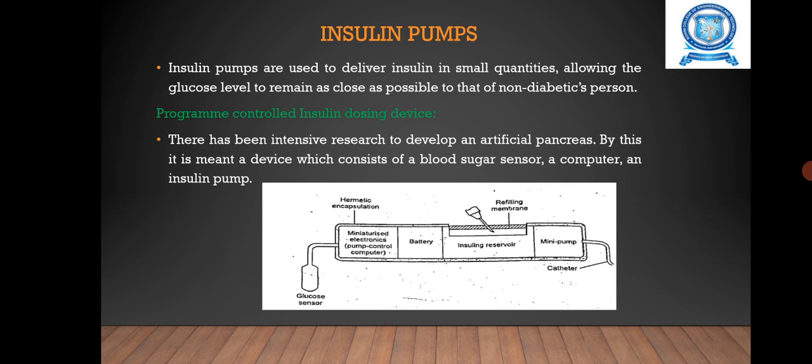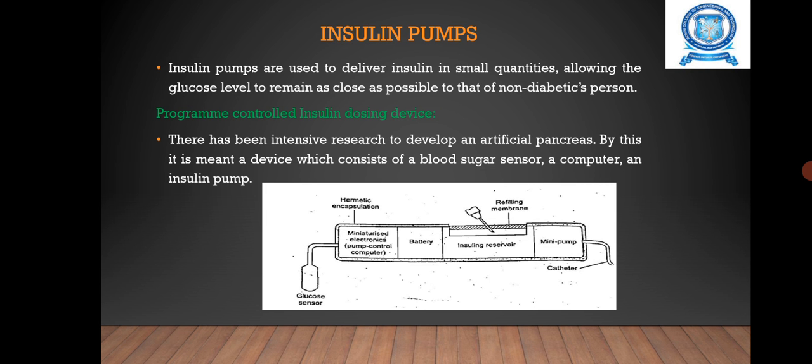Programmed control insulin dosing device. There has been intensive research to develop an artificial pancreas. By this, it is meant a device which consists of a blood sugar sensor, a computer, and an insulin pump. Such a system would bypass the body's own insulin pump. Here, the development of a glucose sensor is probably the most difficult component of the system.